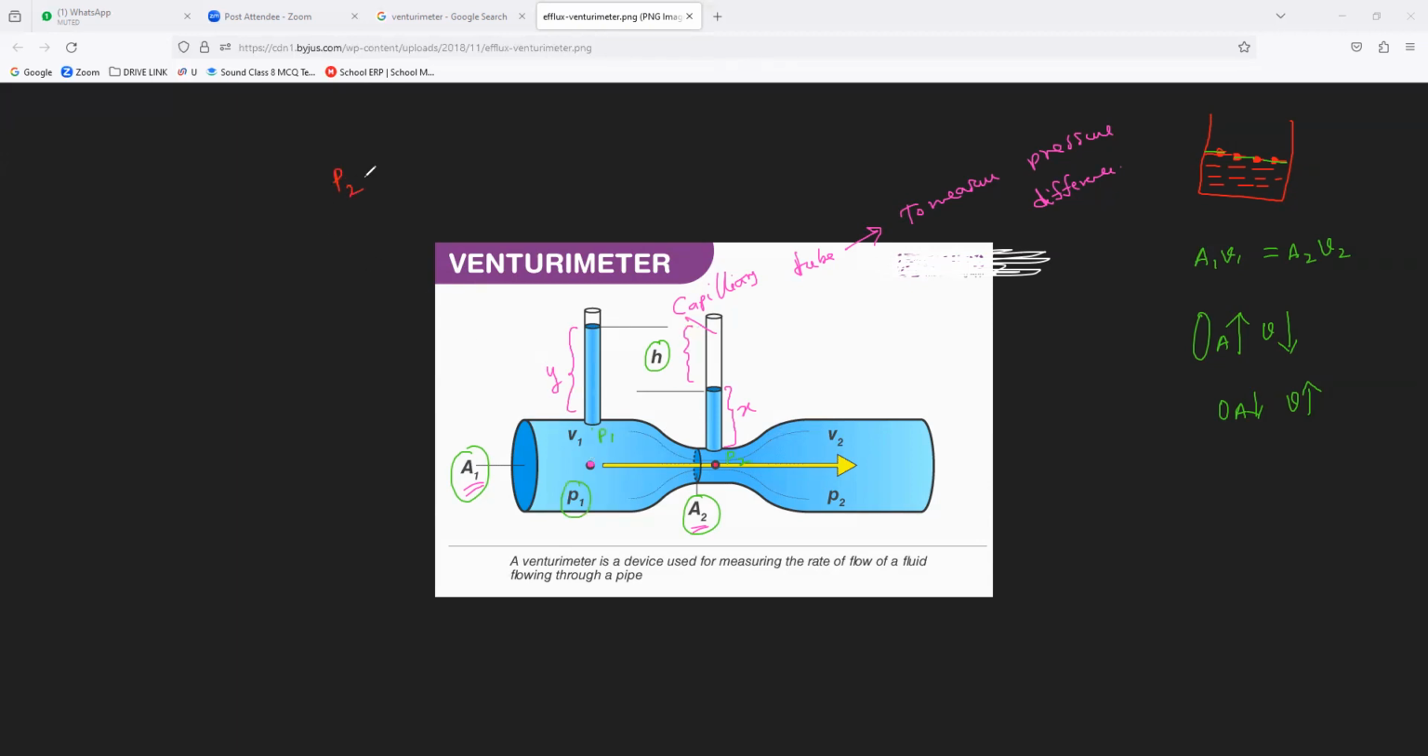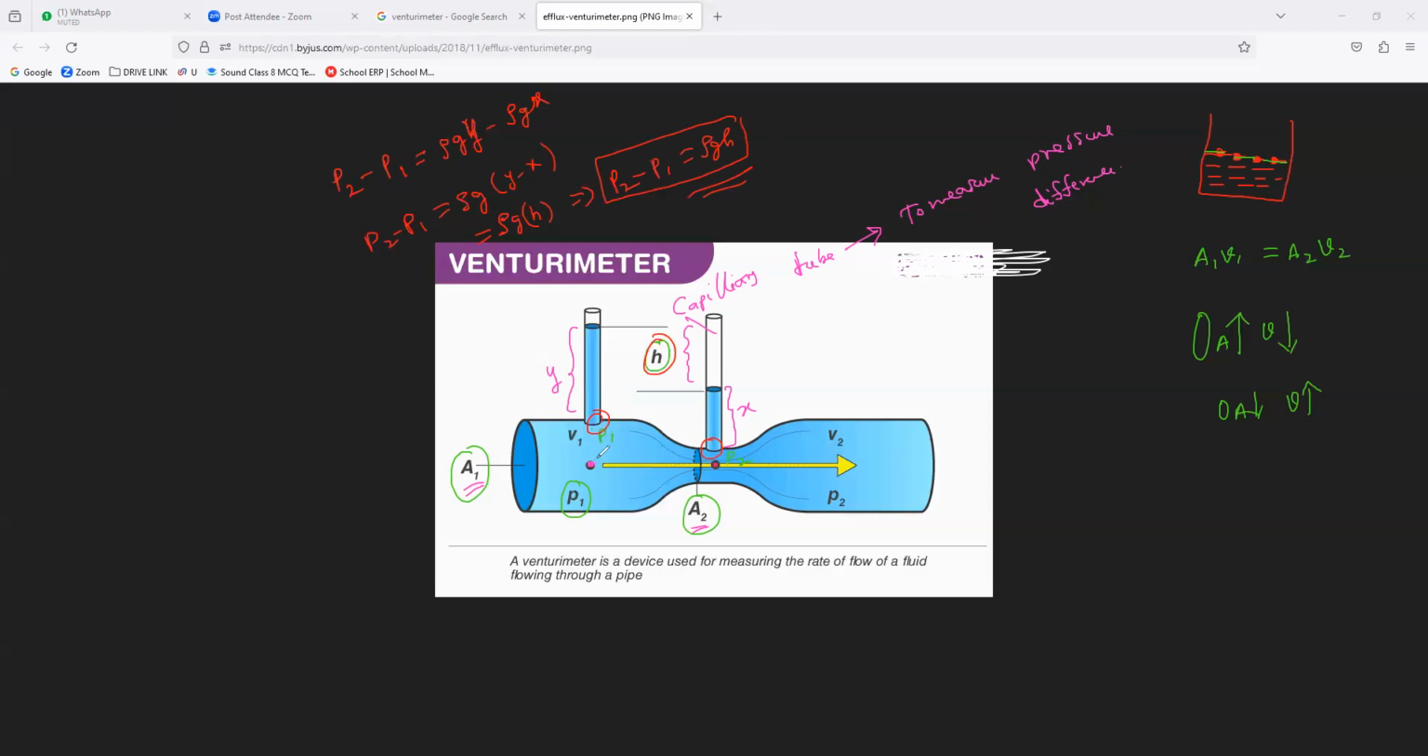P2 minus P1, which is equal to the pressure here and the pressure here. So that is rho G Y minus rho G X, so rho G into (Y minus X). What is Y minus X equal to? It is H. So note it, everybody: P2 minus P1 is equal to rho G H. Let me consider this equation and remember it, all of you. I hope you will understand.